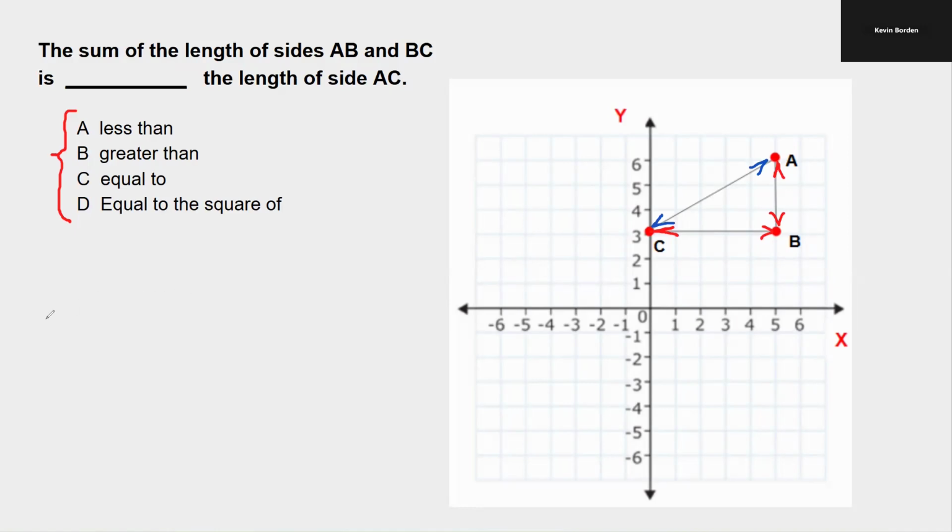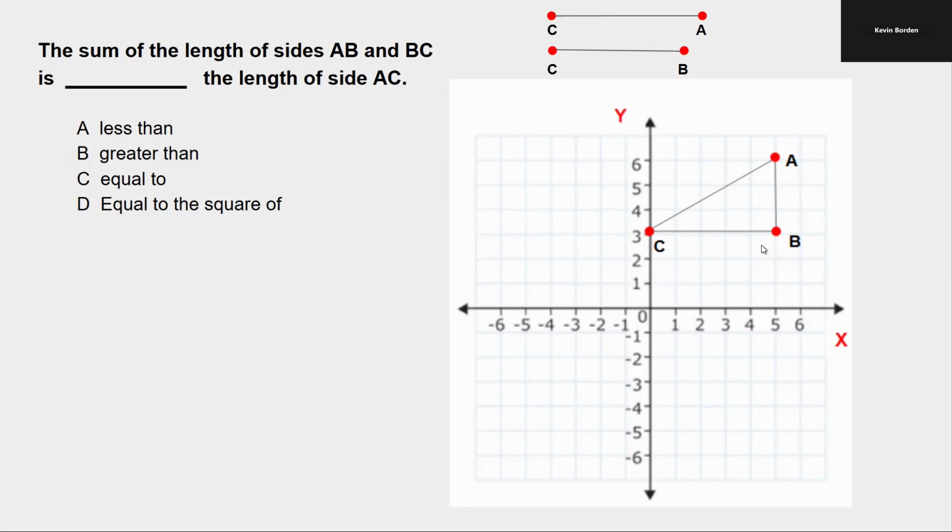So let me erase those arrows, and I'm going to try to show how we can answer this question without doing any math. Let me move segment AC up to the top of the screen. That is exactly the same length as what's in our triangle. And then I can move side CB and then add to it AB. So I've just sort of straightened out those two sides, and we can clearly see that the sum of these two sides is going to be longer than side AC. So the answer to this question is greater than.